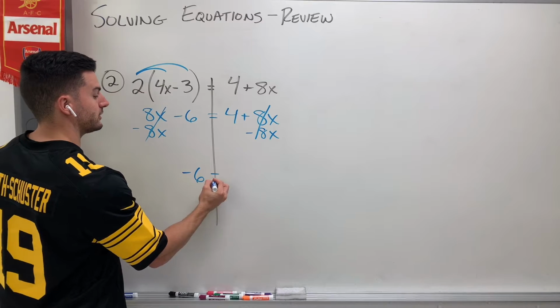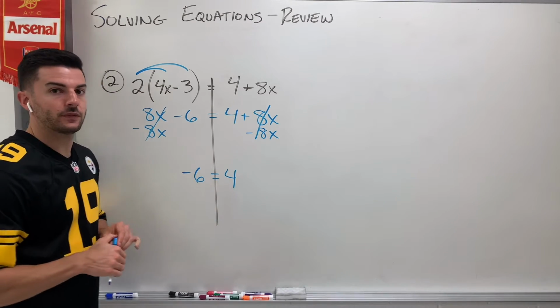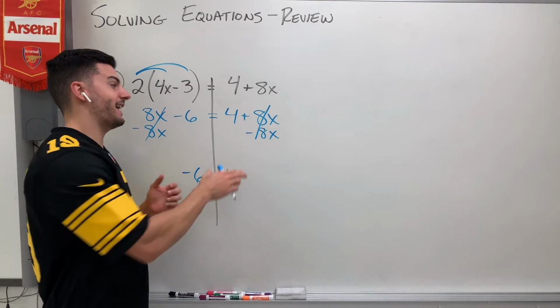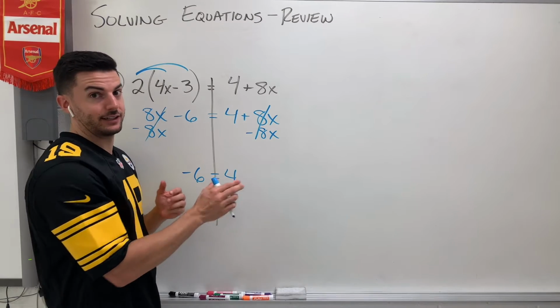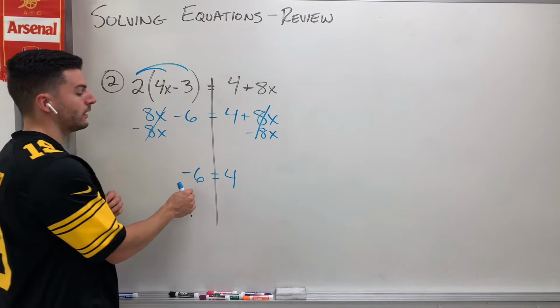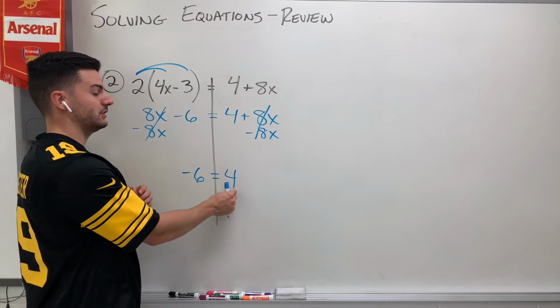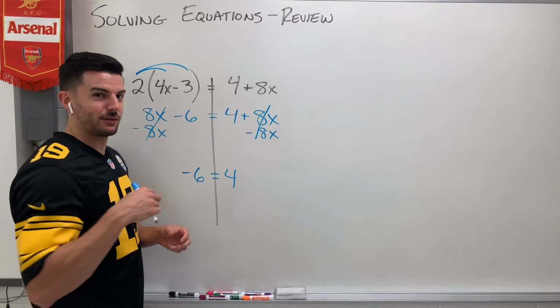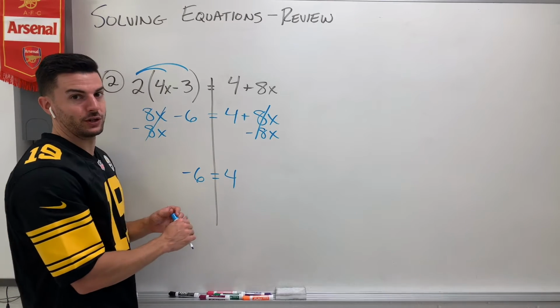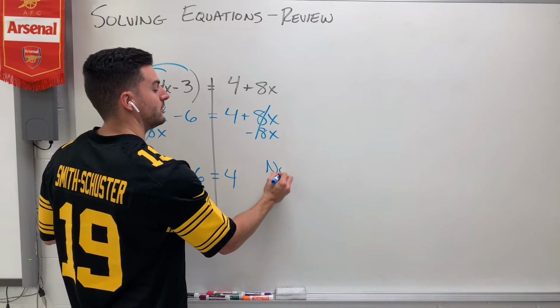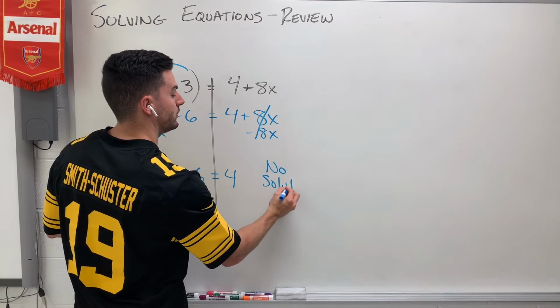It'd be negative 6 equals 4. So remember what we said. This ending here is super important because that tells me which one it is. And we said if it's a number equal to a different number, which this is, negative 6 equals 4, that makes no sense as a math statement. Negative 6 does not equal 4. So when it makes no sense, it's no solution.